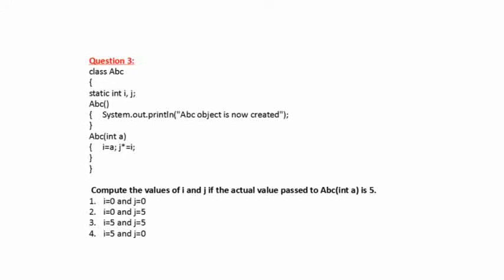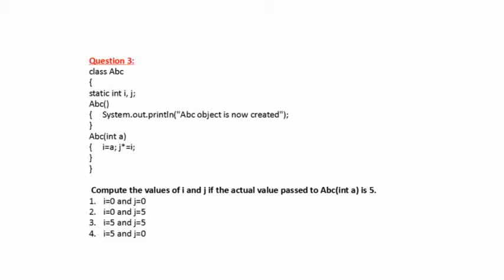This is question number 3 and the code remains the same. The question is to compute the value of I and J if the actual value passed to ABC int A is 5. Suppose you are passing 5 to the parameterized constructor, that is ABC int A. So you are passing 5, that is the actual parameter, and who will receive this? A. So A is the formal parameter. I is equal to A. So I will have what? A's value, which is 5.